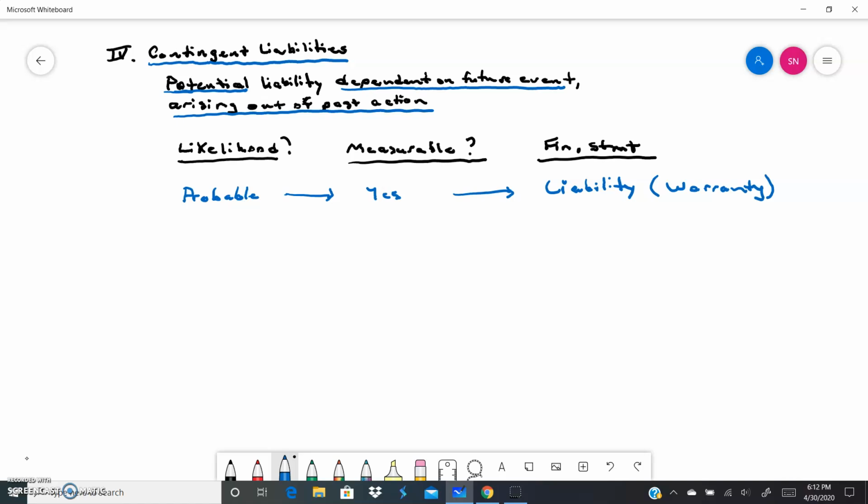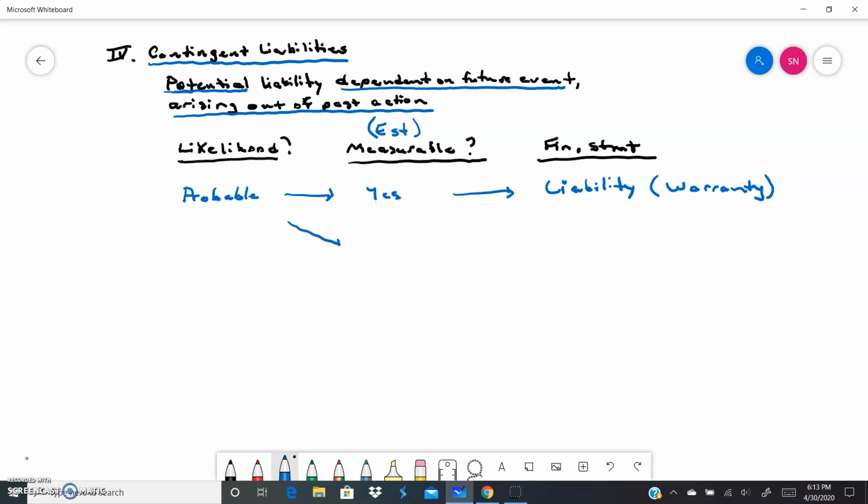It's almost a certainty. And yes, we can measure that because we have experience with the amount of cars that have come back under warranty and the amount of the repairs. So we can make an estimate. So when we say measurable, we mean can we estimate it? Because obviously it's in the future, so we don't know it for sure. But can we estimate it? Of course we can. We know enough about our business to know approximately how much our warranty costs are each year, and we can estimate that.